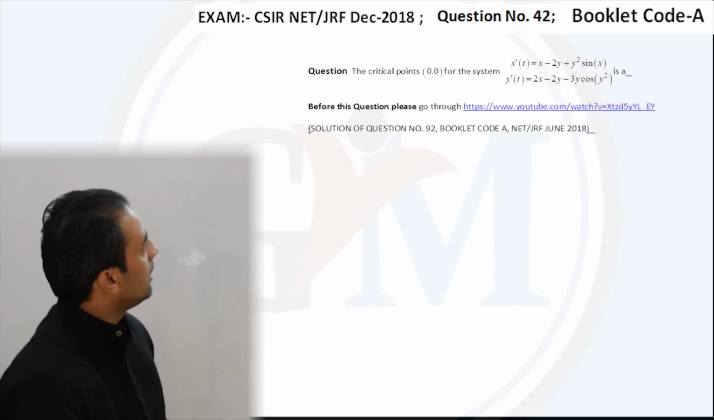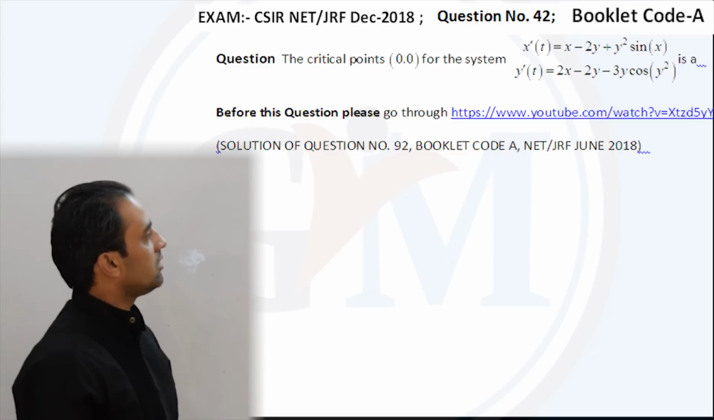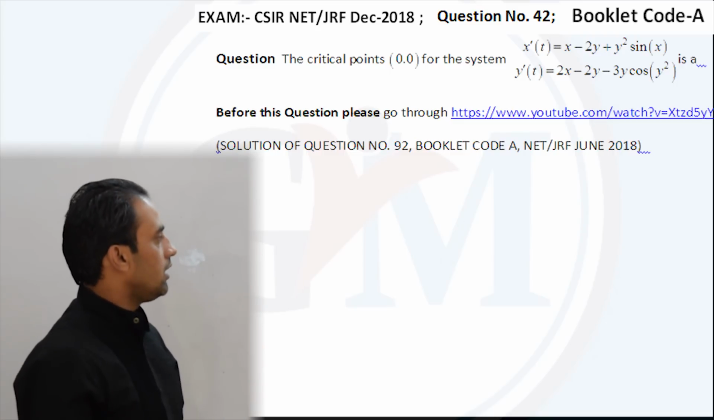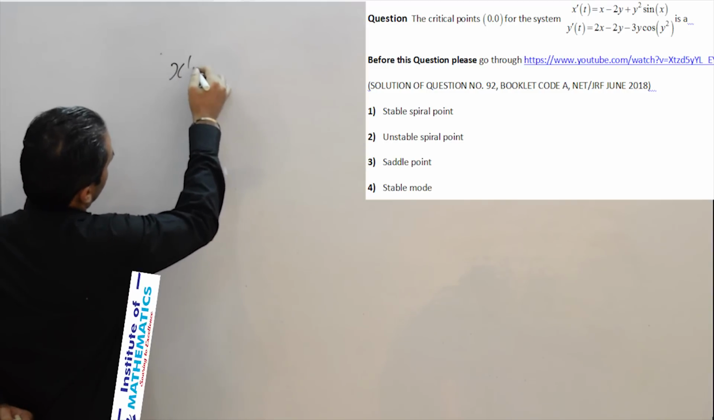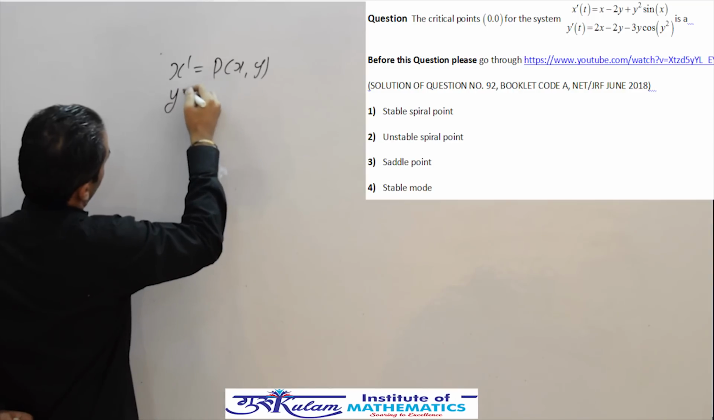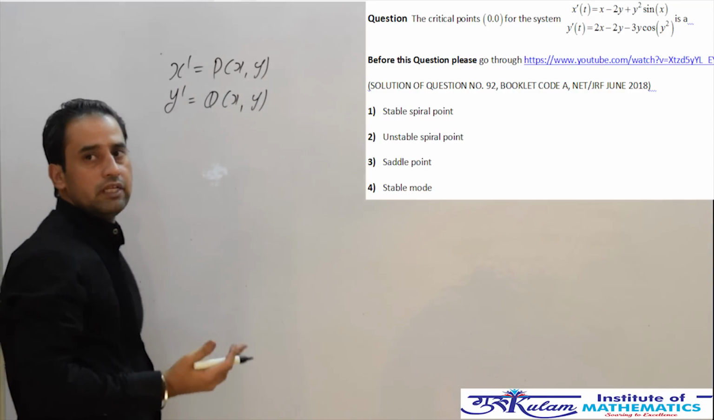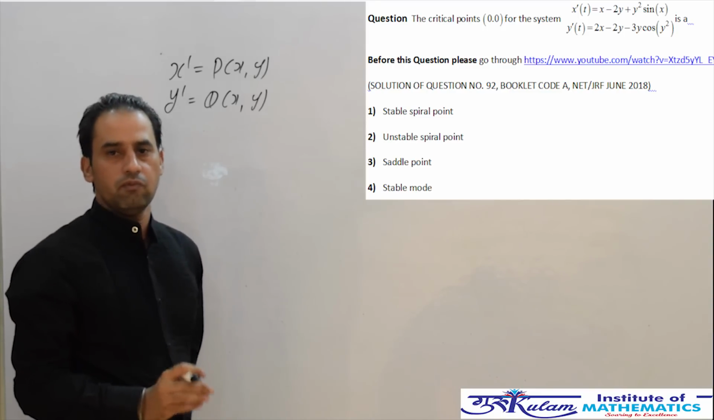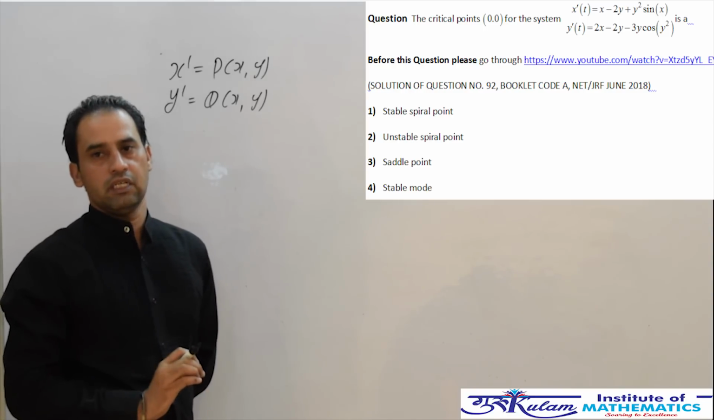Your question is: the critical point (0, 0) of this system of equations is a stable spiral, unstable spiral, saddle point, or stable node. So these are the 4 options. We know that if your system of equations is x' = P(x, y), a function of x and y, and y' = Q(x, y), again a function of x and y, this system may be linear or non-linear, where P and Q have first order continuous partial derivatives.